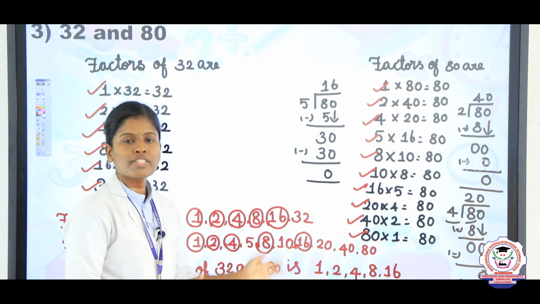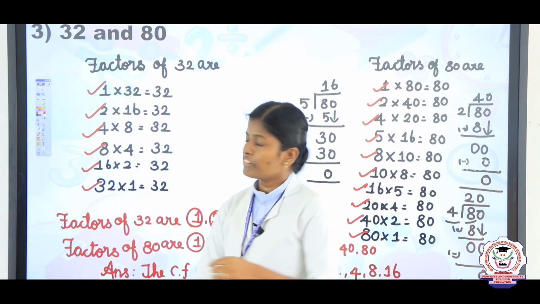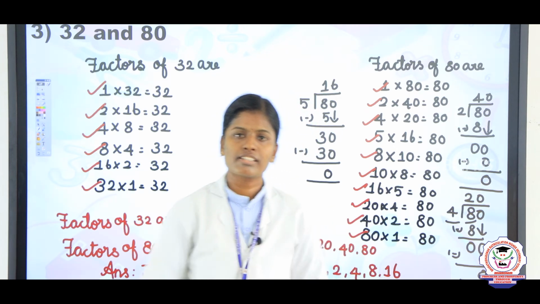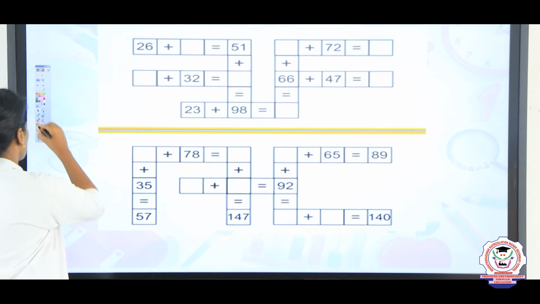So the topic name is find the common factors. First you are going to find the factors of the first number, then the second number, then finally you should find the common factors. Listen children, now we are going to see an interesting person. Listen here.